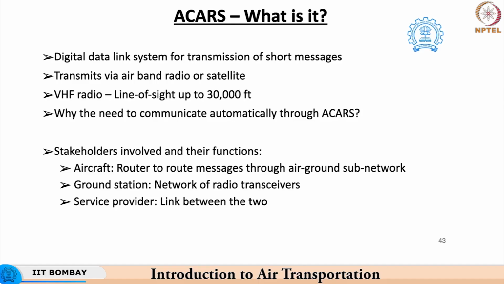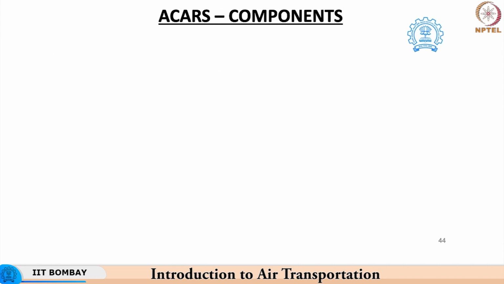The second stakeholder is called the ground station or the airline ground station. This ground station makes use of a network of ground transceivers to carry out the transmission as well as relay the information. Then the third important aspect is the service provider, who basically covers the logistics required to carry out the transmission between the aircraft and the ground station.